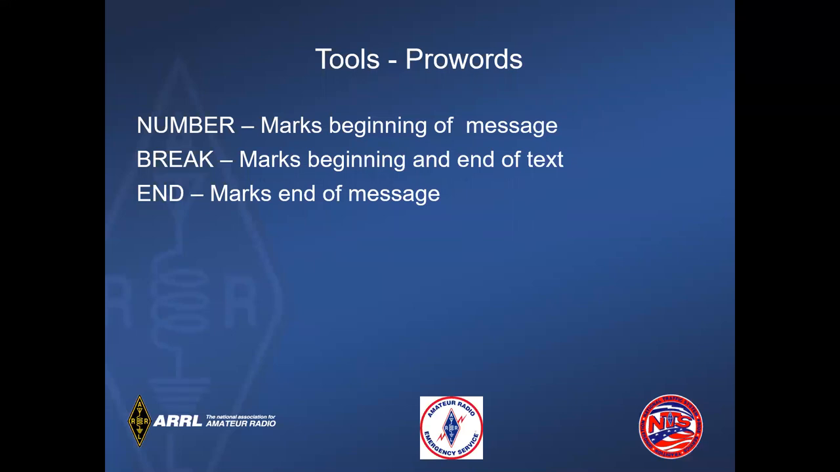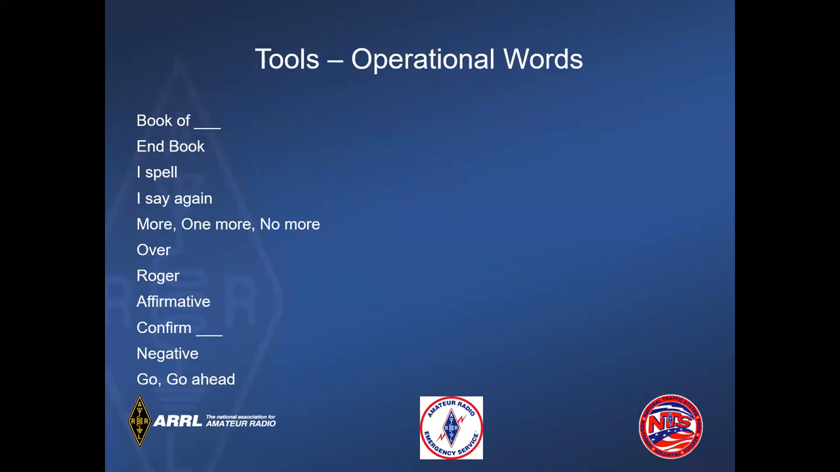So along with pro words, we have some operational words. Book of and end book are the equivalent of number and end for a book message. We're not going to get into that, but they're here so you are aware of them. If you are going to spell a word, you'll say the word and then say, I spell, and then spell it either with letter spelling, but what's probably the better way is with phonetic spelling. There are so many letters in the English alphabet that sound alike, like A, K, J and E, D, B, Z, and it's easy to get them mixed up. So phonetic spelling is always the best.